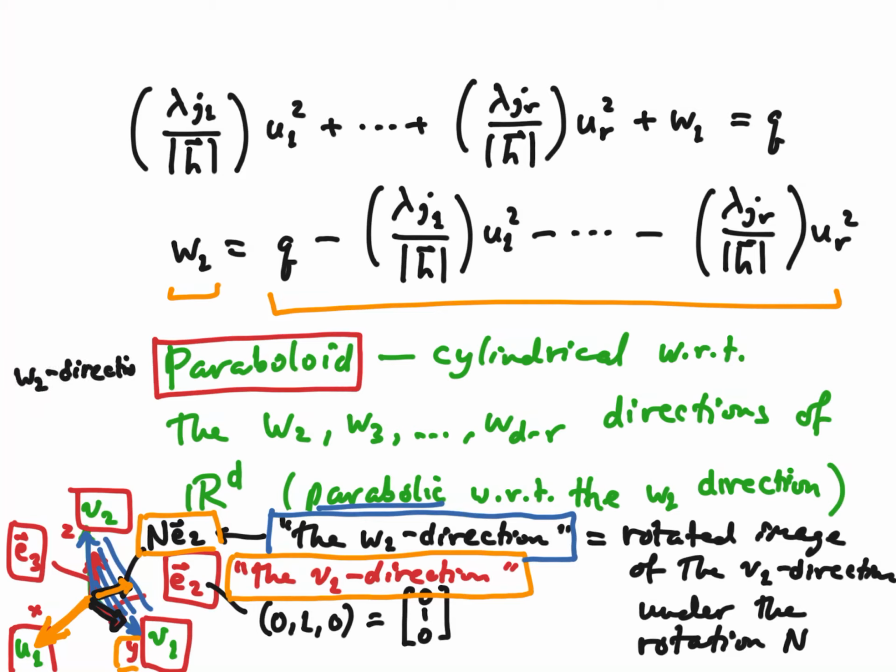So the w2 direction is just a shorthand that I'm using for the vector N times e3. Same rotation matrix N, but e3 is what I called the v2 direction, and the rotated image of the v2 direction is the w2 direction. So we know how to calculate that. We can find the matrix capital N and then multiply it by e3. So that's what I mean by the w2 direction. And that's some direction of space. It's not an axis, but it's the rotated version of this black vector here.